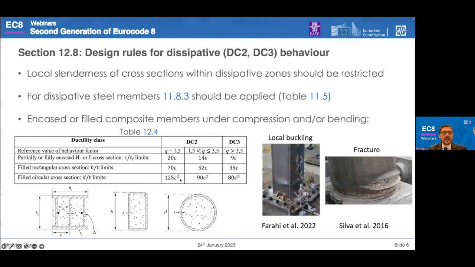The new values have been calibrated to test data so that the extent of local buckling is limited, along with fracture due to ultra low cycle fatigue that you see here in some of these figures, that is generally observed in very slender cross sections after they experience local buckling.